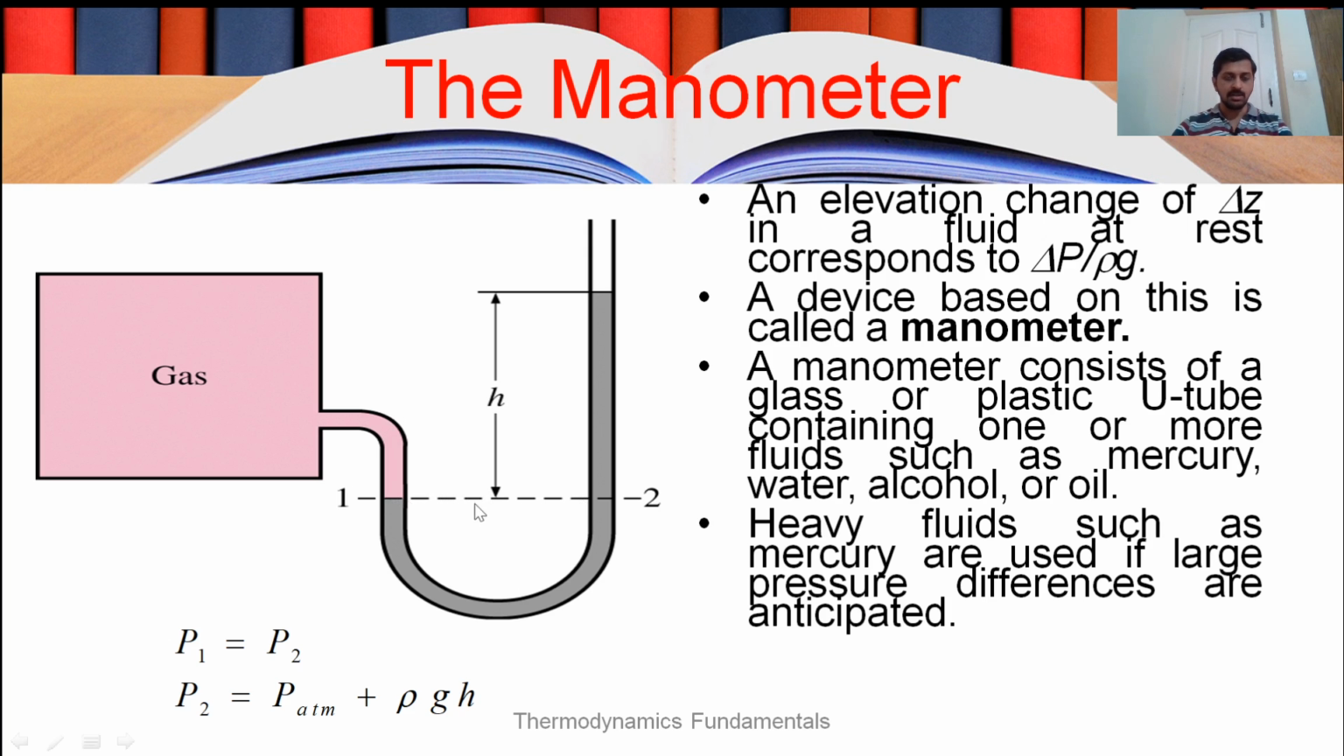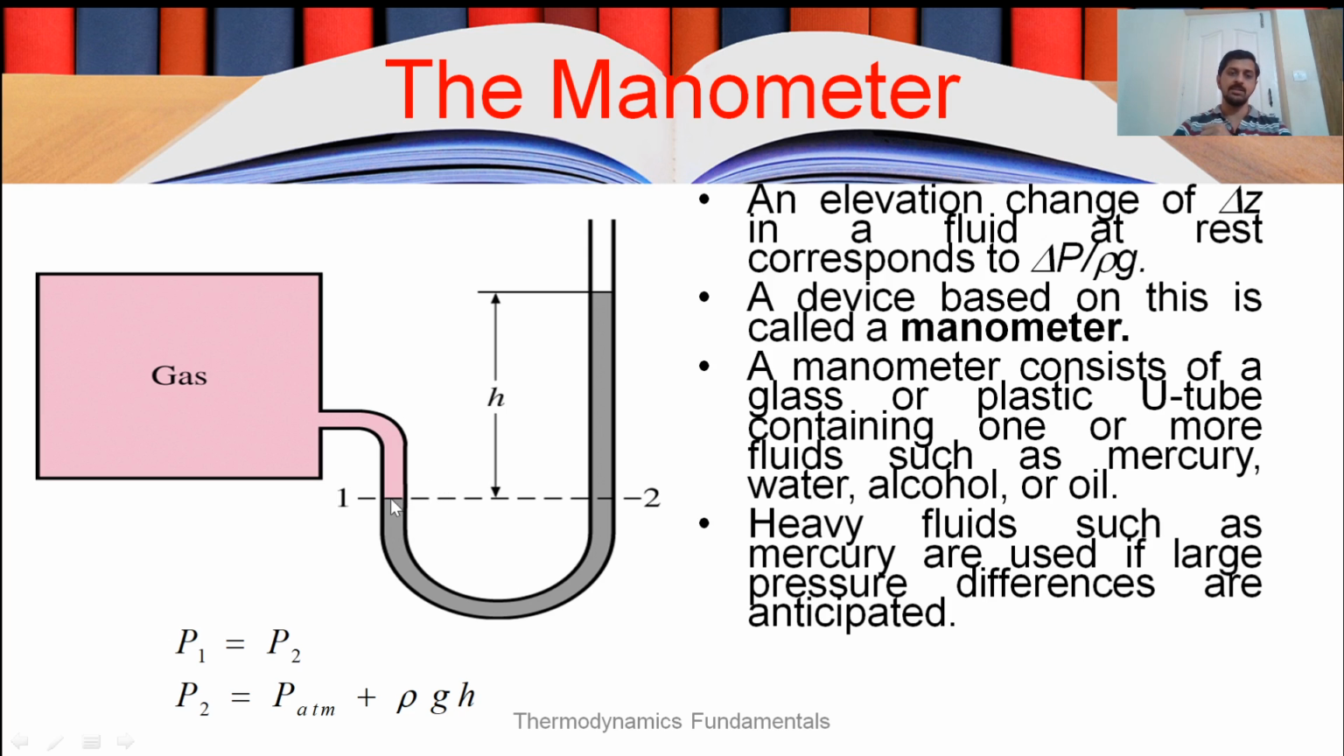You consider a reference line. Here I have drawn a reference line 1 to 2, which are connected by the same fluid. So please note that when you are taking the reference line, some points to be noted: the reference line should be connected with the same fluid, so here 1 and 2 are connected with the same fluid, and 1 is the interface between the two connecting fluids. These two points are to be kept in mind while taking the reference line. So P1 equals P2.